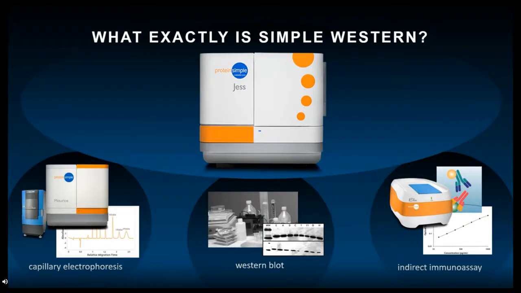Okay, so what exactly is Simple Western? If you're joining this webinar, you probably already have a sense of what Simple Western is. Fundamentally, we're a replacement for Western blot, right? But Simple Western is really more akin to a capillary electrophoresis instrument for protein separation upstream of detection by an immunoassay, specifically an indirect immunoassay or an indirect ELISA.